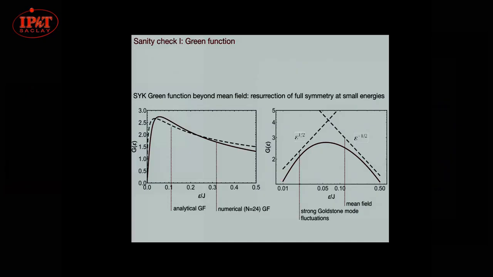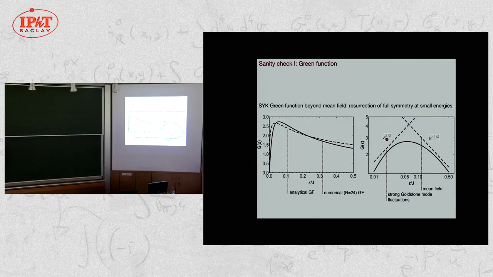This is essentially the Mermin-Wagner theorem. And you get a qualitatively different power law. It's now energy to the 1/2 and not energy to the minus 1/2. And this is in logarithmic units. This is non-logarithmic. So the Green function vanishes. And it should vanish because it's like an order parameter in a Goldstone mode setting. So magnetization at low energies gets killed by fluctuations. Same here. The Green function gets killed by these fluctuations.